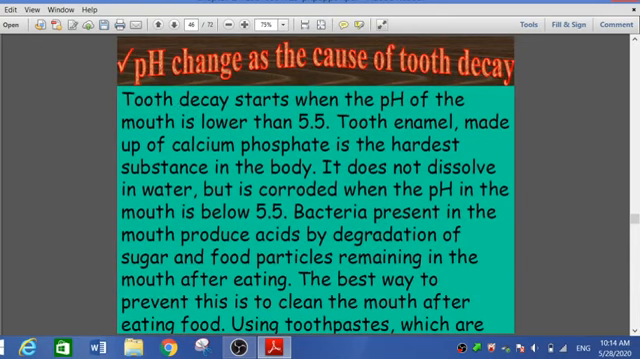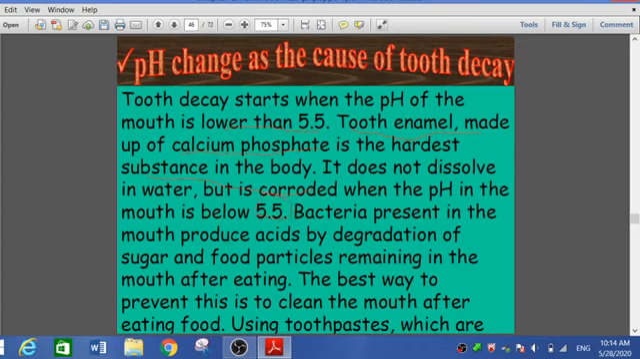Tooth decay starts when the pH of the mouth is lower than 5.5. हमारे दांत में जो tooth decay start होता है when it is lower than 5.5. Tooth enamel is made up of calcium phosphate. Calcium phosphate is the hardest substance in our body, but it also gets affected because the pH is less than 5.5. It does not dissolve in water but corrodes when the pH in the mouth is below 5.5.